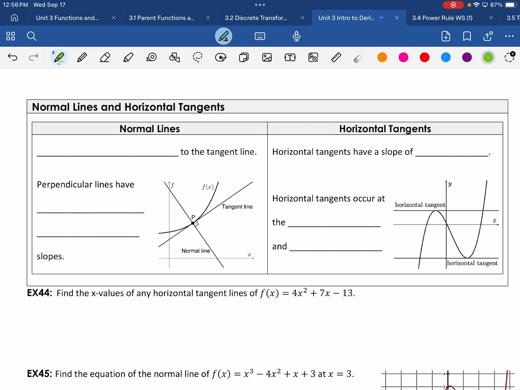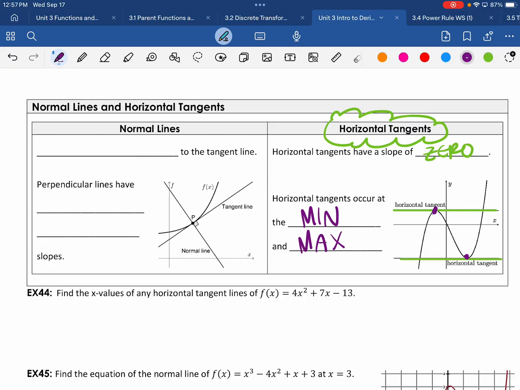So we've got, it's really not a whole lot different here. The big thing that we're going to take away from this is the horizontal tangents. So let's talk about those first. You are going to see horizontal tangents over and over and over again. Horizontal tangents have slopes of what? What is special about the slopes of these lines right here? It's 0. So if my tangent line is horizontal and the slope is 0, where is that occurring? The mins and maxes.